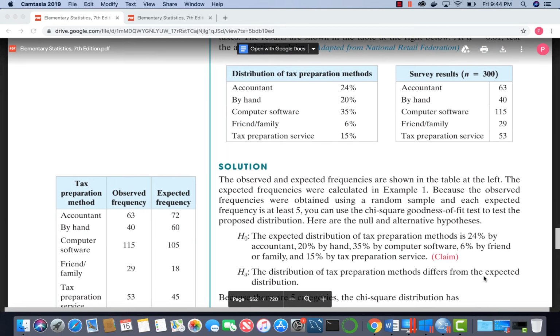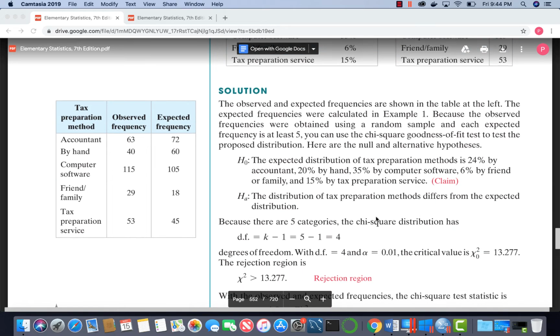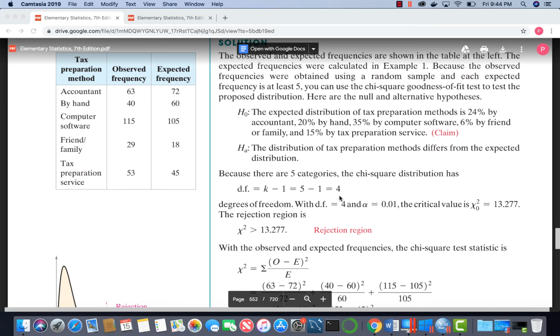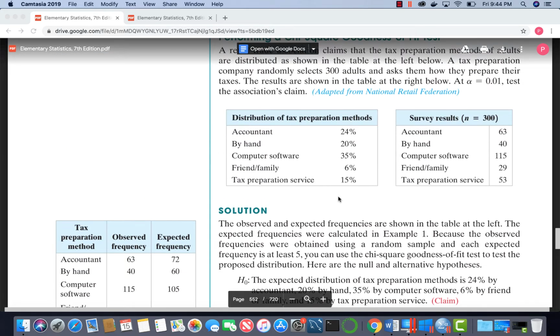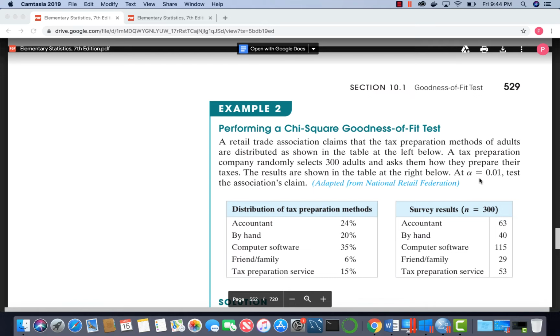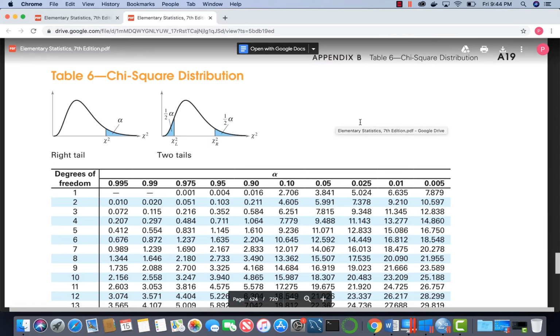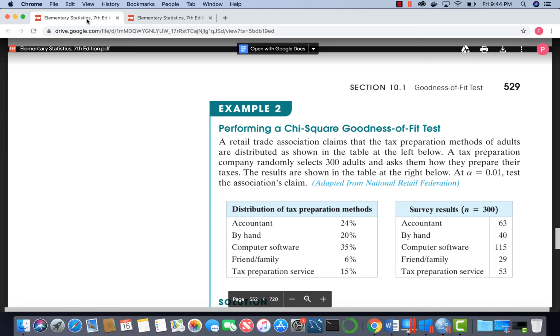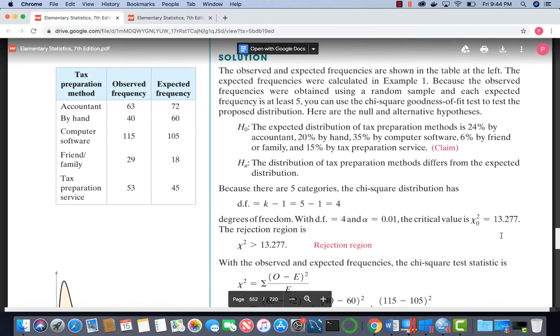Now, if we look at this problem further, we have five categories, and the degrees of freedom is k minus 1. So that leaves us with 4 degrees of freedom, and a level of significance given by alpha at 0.01. We go to our table. So alpha equals 0.01, 4 degrees of freedom. It's a familiar value, 13.277. We've seen that before in a different problem. That is our critical value nonetheless.